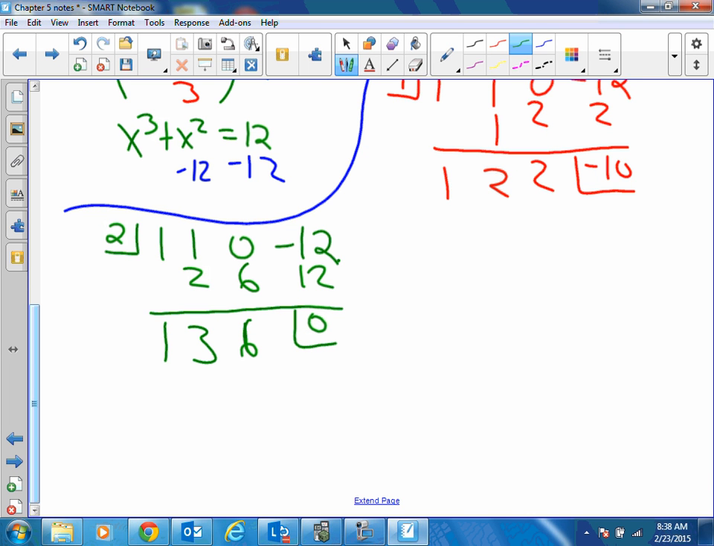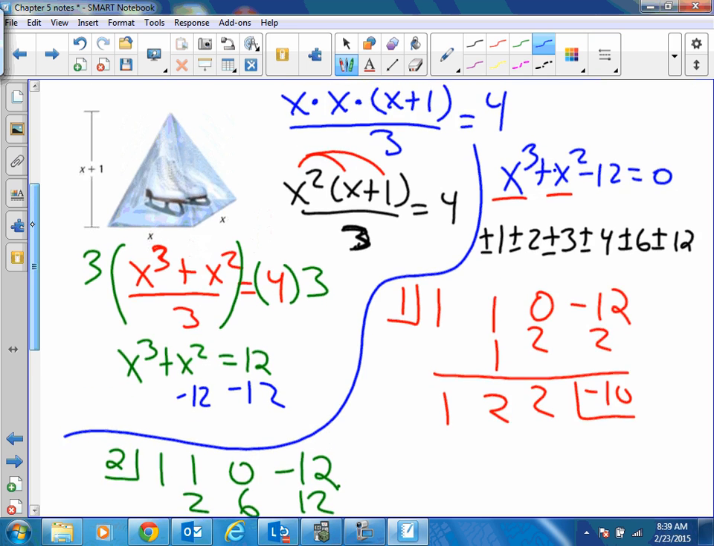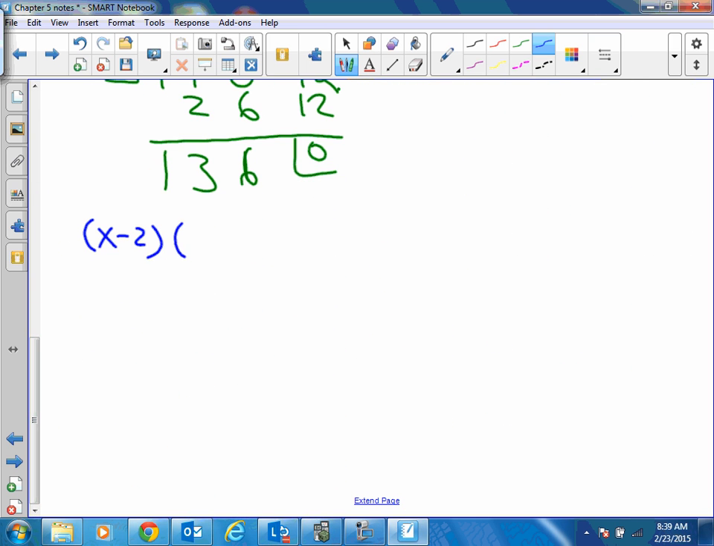Okay. So let's rewrite it back to factored form. We have x minus 2. Again, remember it started off as x cubed and we took away an x. So this is going to be x squared plus 3x plus 6 equals 0. Okay? I want to show you this.